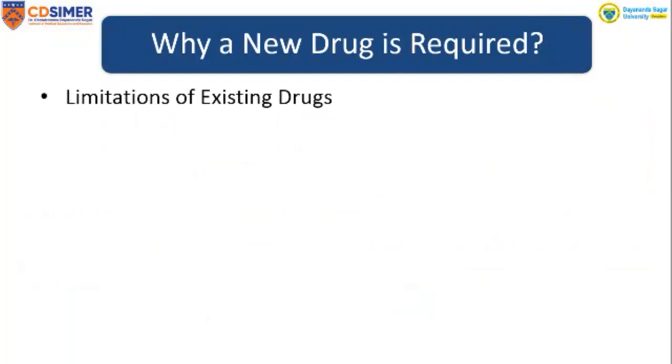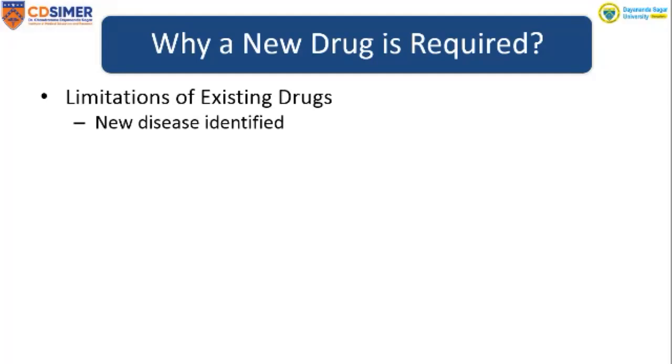Okay, so a lot of new drugs are required. So what are the conditions in which you require new drugs? Okay, so there can be limitations of some existing drugs. Maybe some drugs are useful for kids, some drugs are useful for senior citizens, some drugs are used only for adults between 20 to 50 years, like that.